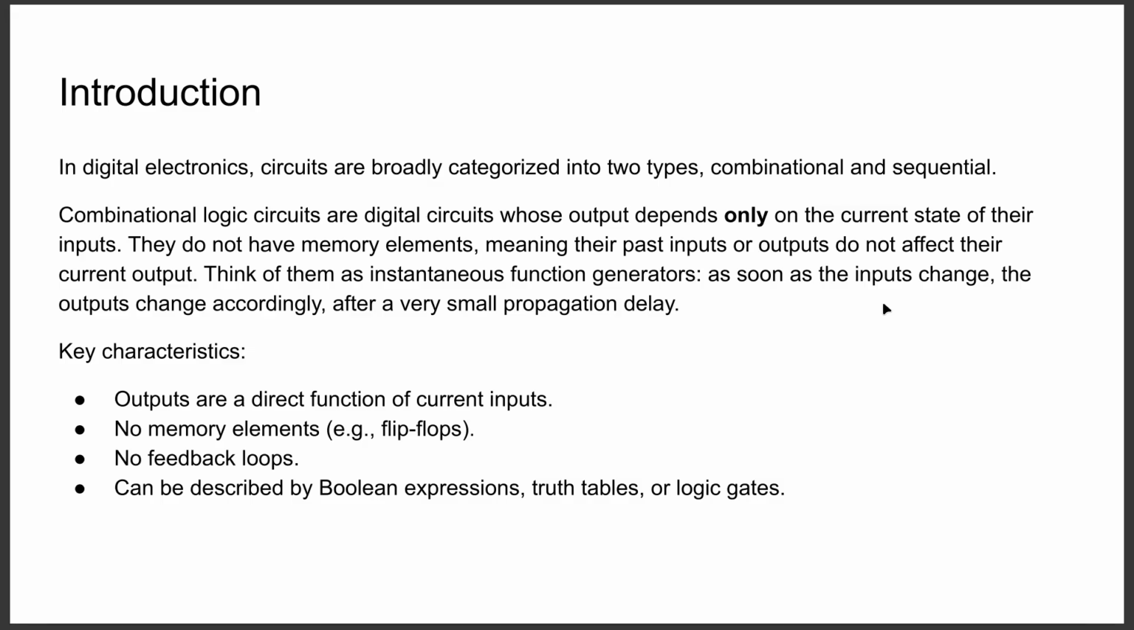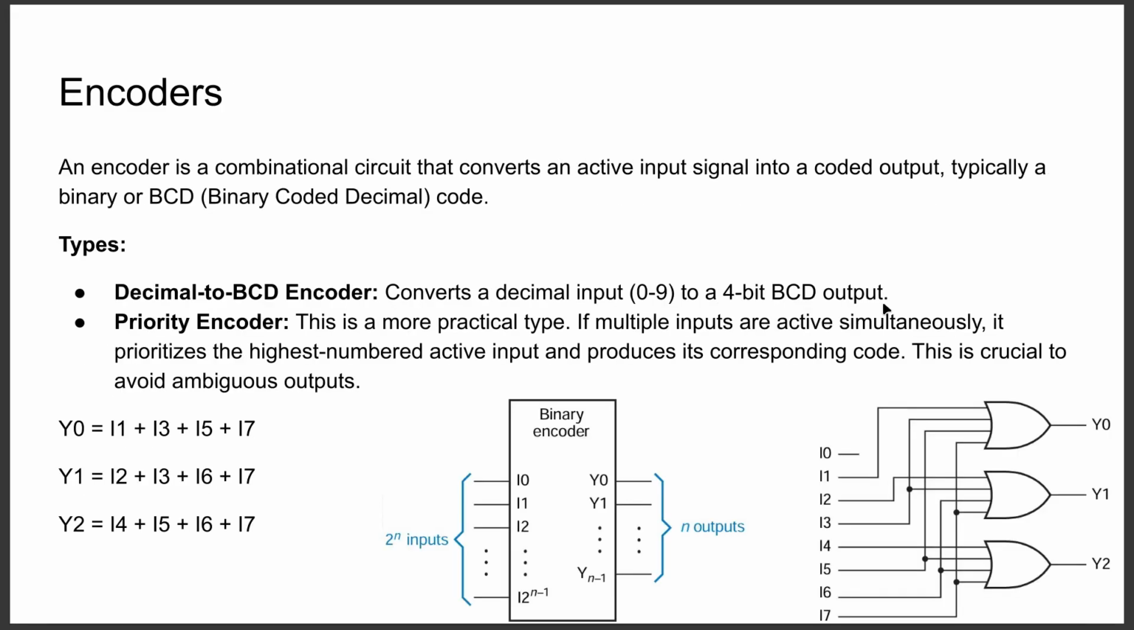Key characteristics. Outputs are a direct function of current inputs. There are no memory elements, no feedback loops, and they can be described by Boolean expressions, truth tables, or logic gates.